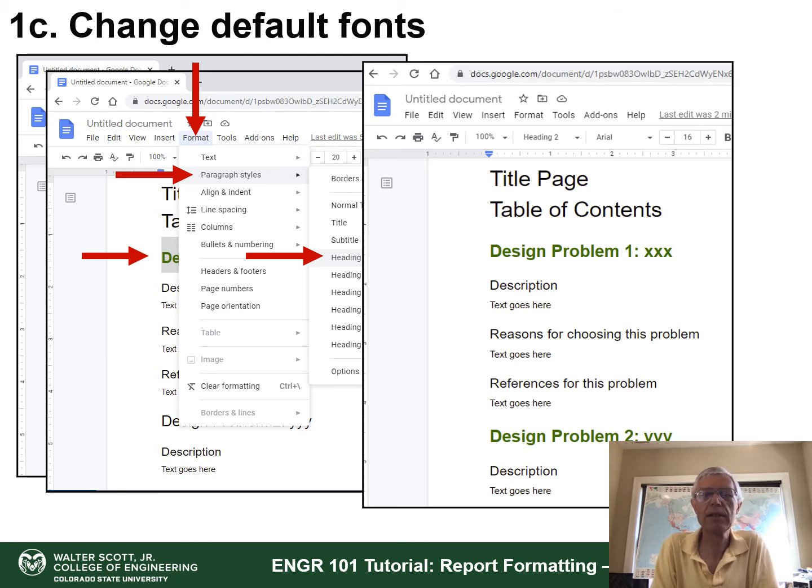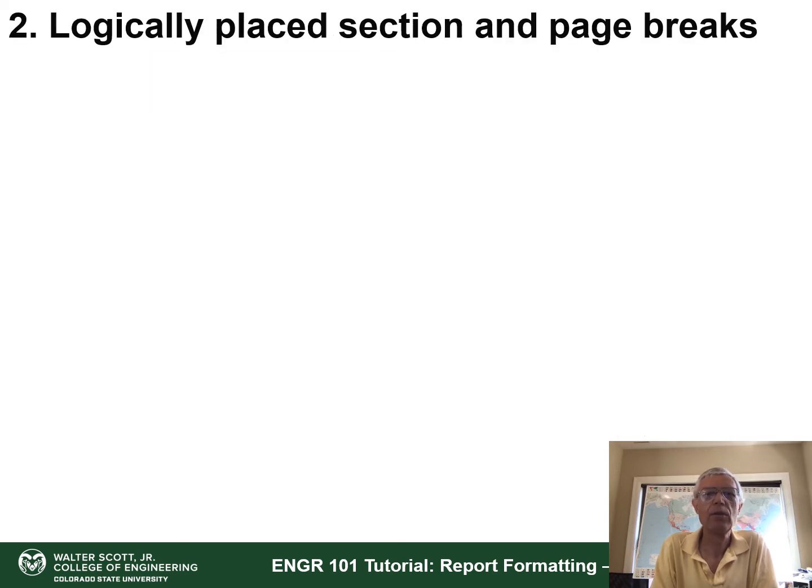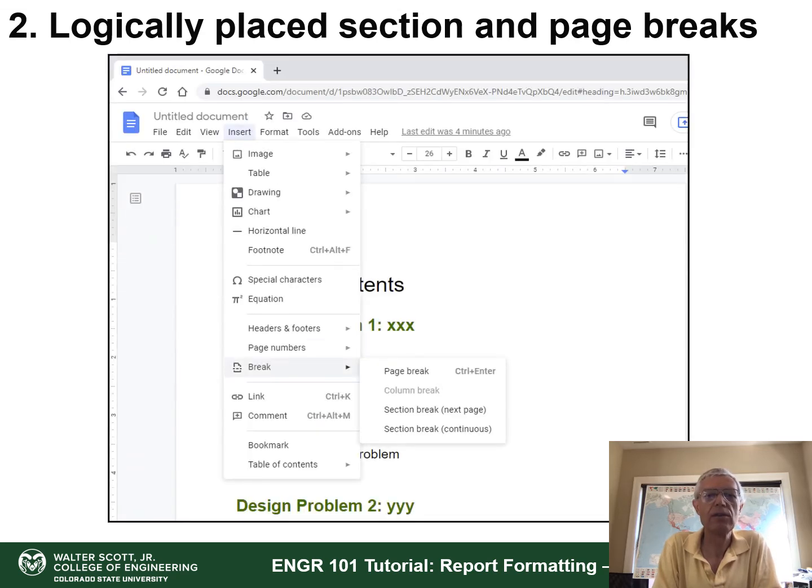That framework is still all on one page, so that's the next thing that we are going to work on, which is to start putting into place logically placed section and page breaks. So the way that you will do that is you will identify in your document where you want a new page to start. So for example, the title page, you want to be on its own page. The table of contents, you want to be on its own page.